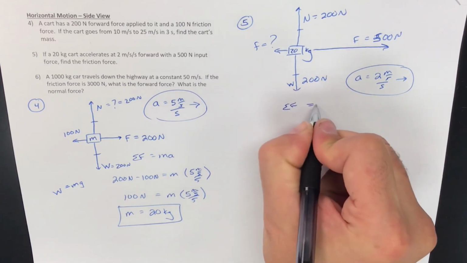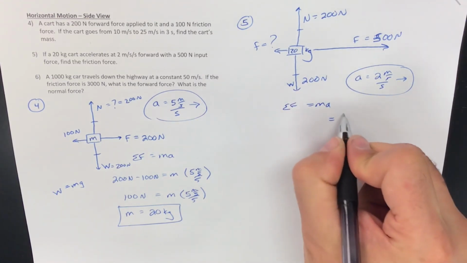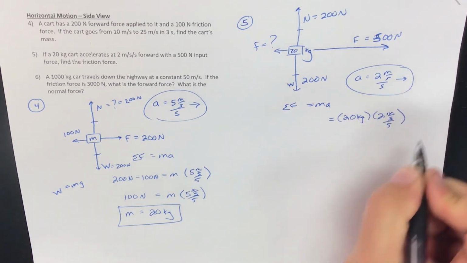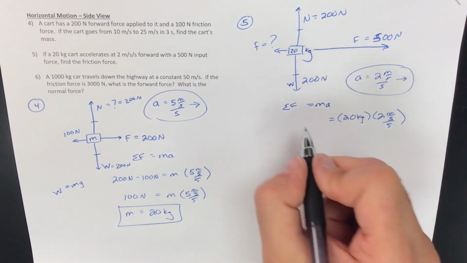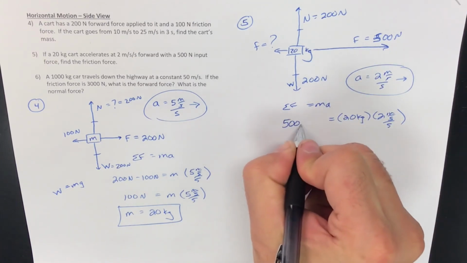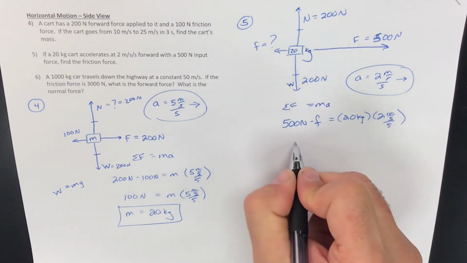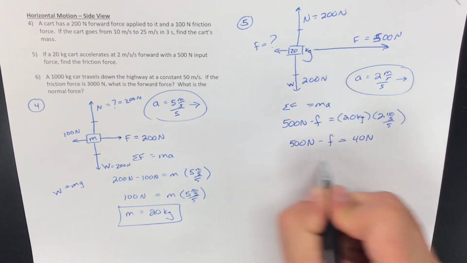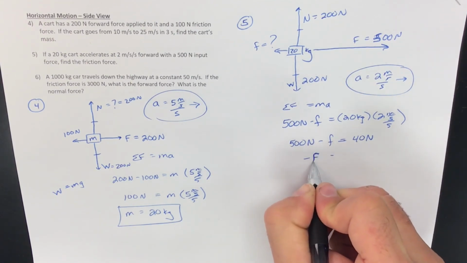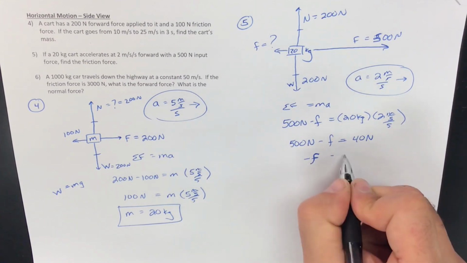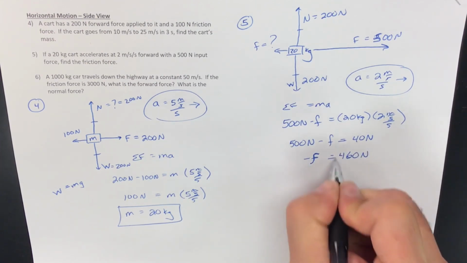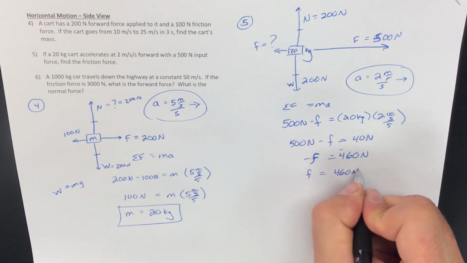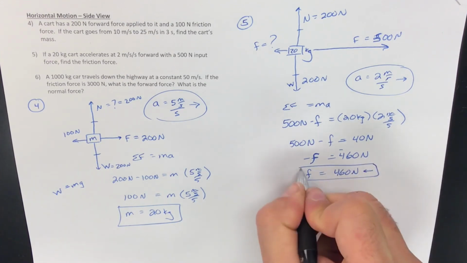Net force equals mass times acceleration. Right-hand side, 20 kilograms multiplied by 2 meters per second every second. And the net force would be 500 newtons minus F. And 500 newtons minus F is equal to 40 newtons, and negative F equals, subtract 460 newtons, and so F negative is equal to 460 newtons in that direction. So there's my friction force.